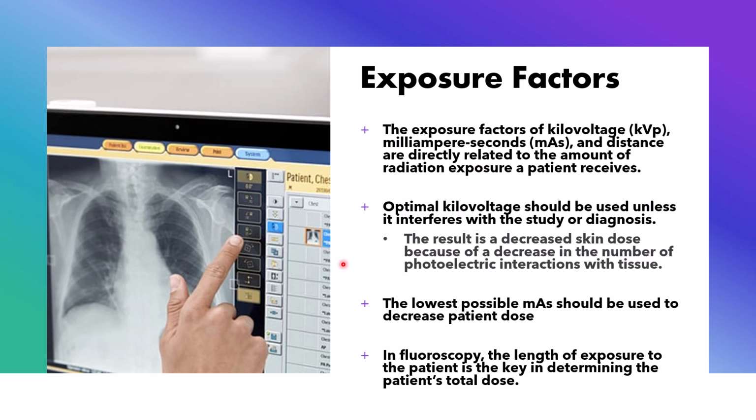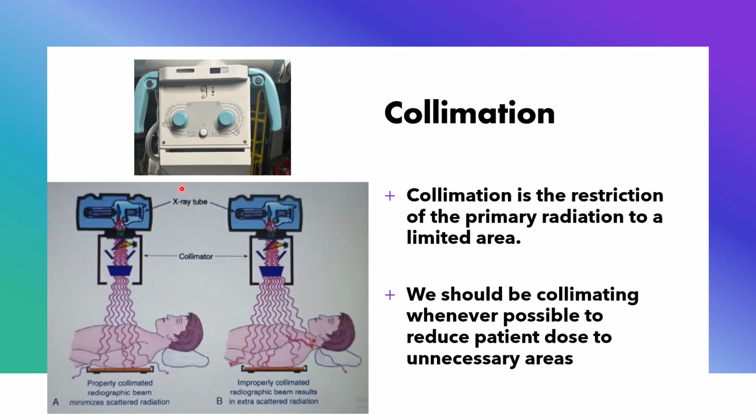Exposure factors, we've already talked about this a little bit. We want to use the proper kVp and the proper mAs, and we'll talk about that more later on. Collimation is just what it says, that there are some internal things in here, little lead shields that open up and let us expose a larger area or a smaller area. Collimation is the restriction of the beam to a limited area or the area that we're interested in. We should be collimating whenever possible to reduce patient dose to unnecessary parts and to reduce scatter. Because the more you open this up, the more divergent the beam, the more scatter you're going to get. So just collimate to the size or part that you actually want to see.